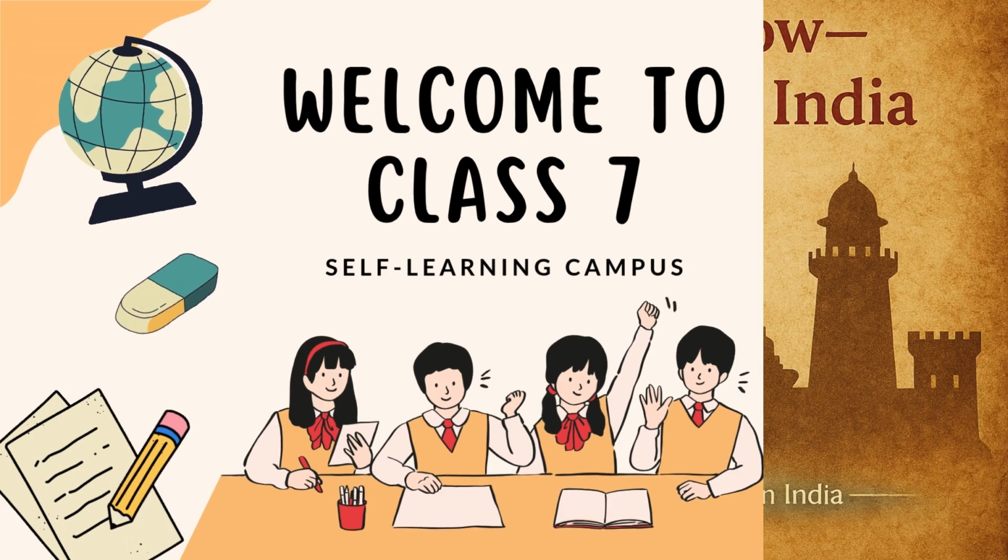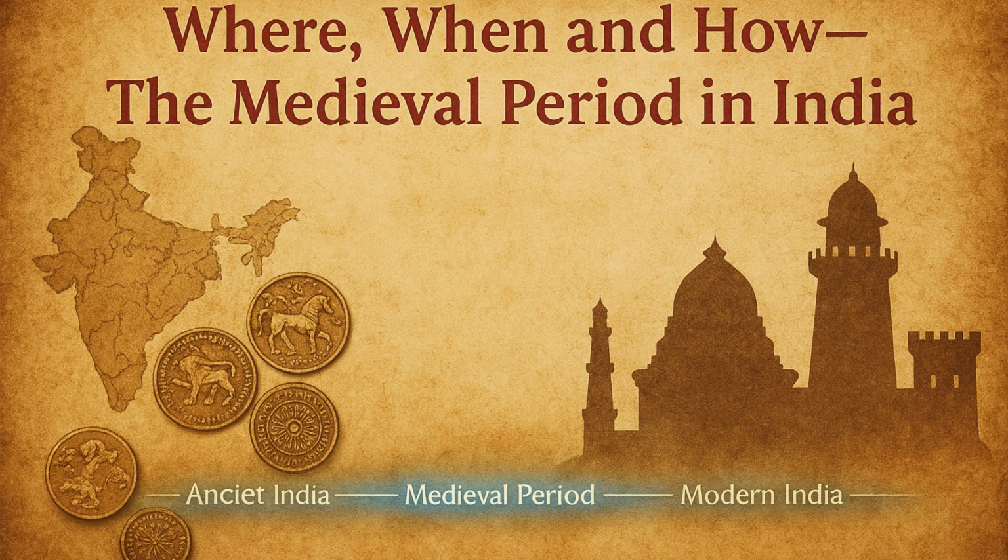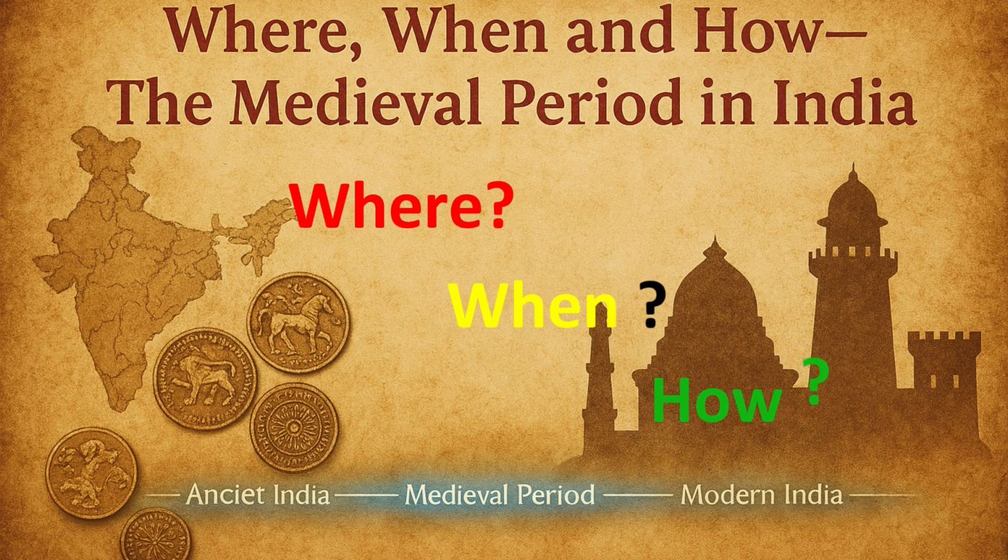Welcome to our channel. In this video, we are going to learn about the first chapter of Social Studies, 7th grade. The chapter name is Where, When and How: The Medieval Period. As the lesson name itself says, where, when and how.